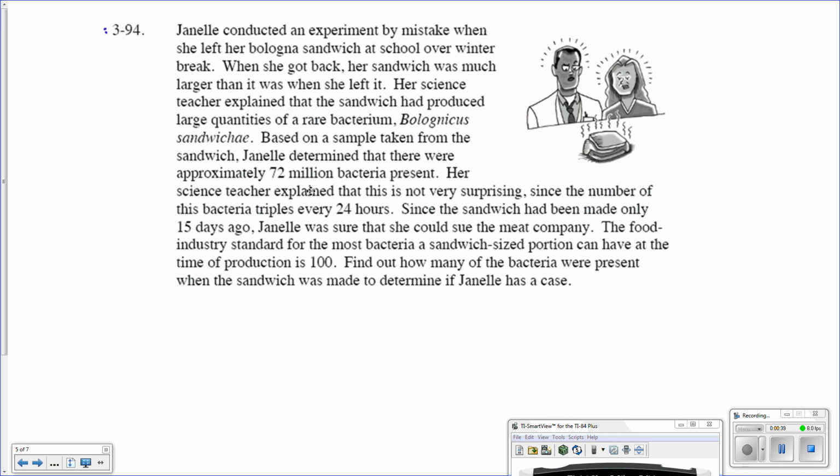Her science teacher explained that this is not very surprising, since the number of this bacteria triples every 24 hours. Since the sandwich had been made only 15 days ago, Janelle was sure that she could sue the meat company. The food industry standard for the most bacteria a sandwich-sized portion can have at the time of production is 100. Find out how many of the bacteria were present when the sandwich was made to determine if Janelle has a case.